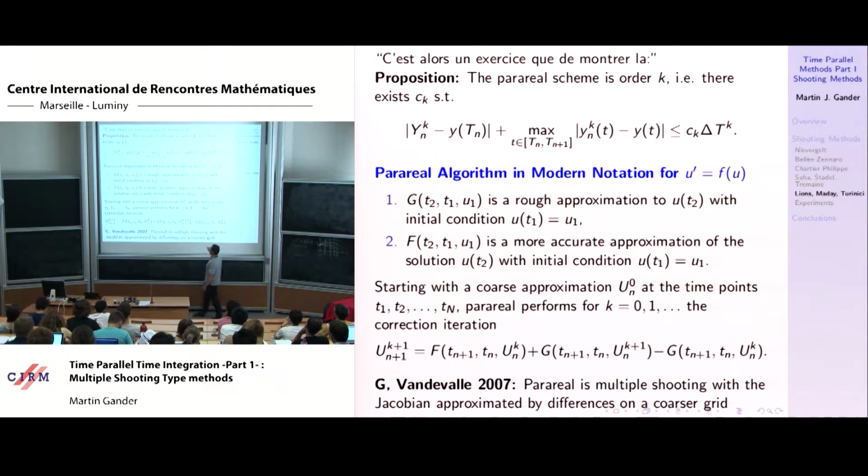This is just a multiple shooting method, where instead of applying Newton, you approximate the Jacobian in Newton on a coarse grid. So not like in Saha et al., where they removed part of the Hamiltonian to make it cheap. It's just on a coarse grid. That's what it is. So the parallel algorithm is a multiple shooting method for an initial value problem where the Jacobian is approximated on a coarse grid. That's it.